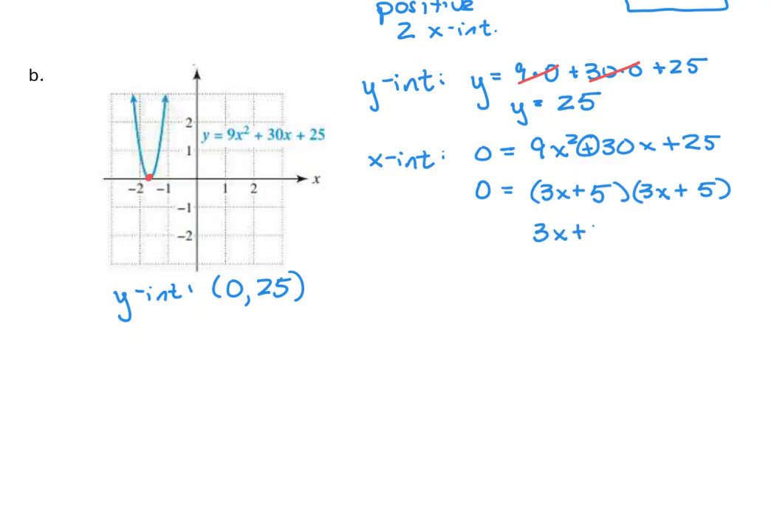We can go ahead and work with just one of the factors. We don't have to do this twice. If we set it equal to 0, I can subtract 5 and divide by 3, and we get x equals negative 5/3. In point form, this is negative 5/3, comma, 0.